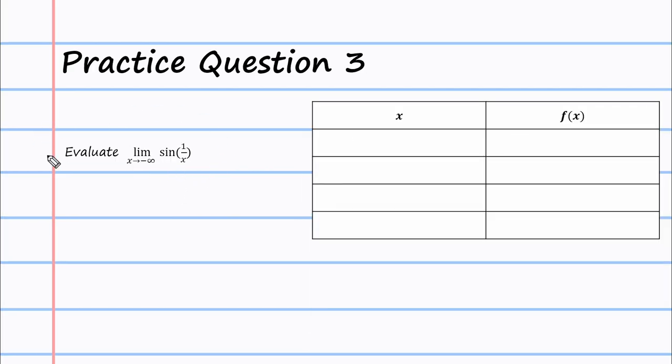Okay, so now, finally, the last practice question. Evaluate the limit as x approaches negative infinity of sine of 1 over x. Okay? So, why don't you give it a shot? Pause the video and give it a shot.